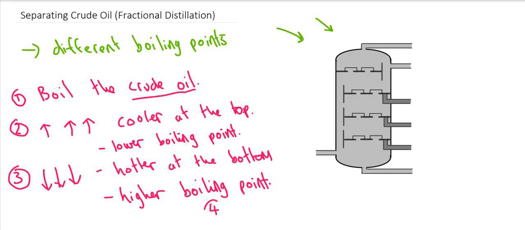And then finally, when the alkane reaches its boiling point, it condenses. And this just means it turns into a liquid.